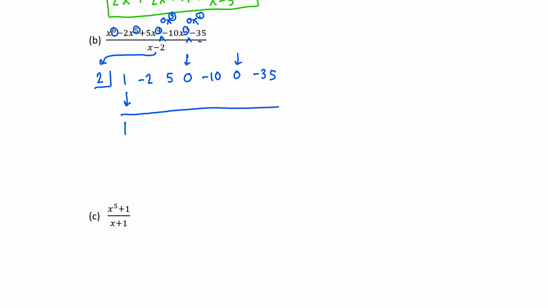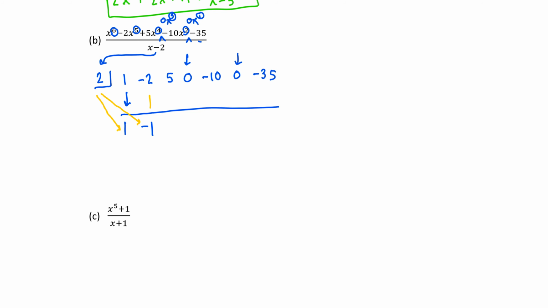Okay, let's go through our process. So we bring that first number down, and then we're going to take the number in the box and multiply it by the number on the baseline. 2 times 1 gives me 2. I put the result right here. And then we add vertically. Negative 2 plus 2 gives me 0. And then we'll repeat that process all the way across.